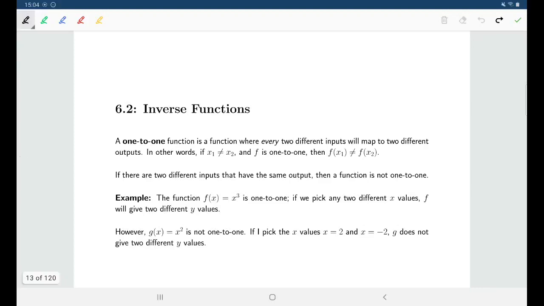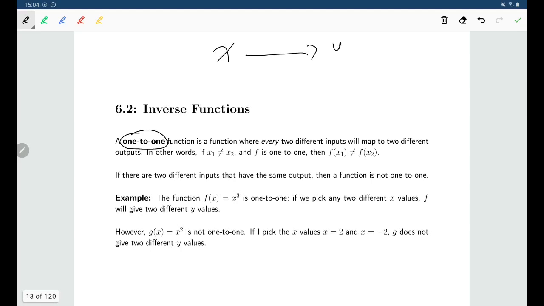Welcome back. In this section, we'll be talking about inverse functions. But before we begin with that, we're going to first introduce the idea of a one-to-one function. One-to-one is referring to that every x value matches up with exactly one y value, and that's true for any function, but also every y value matches up with exactly one x value.